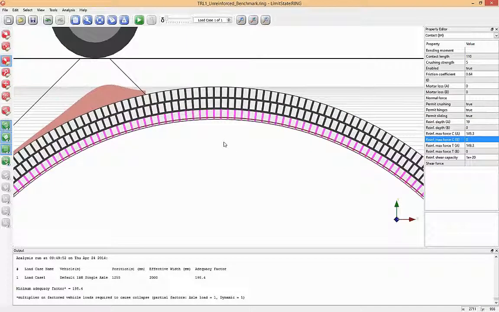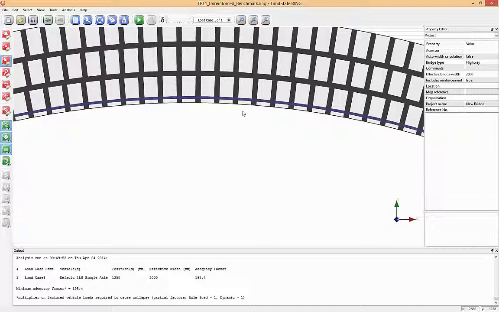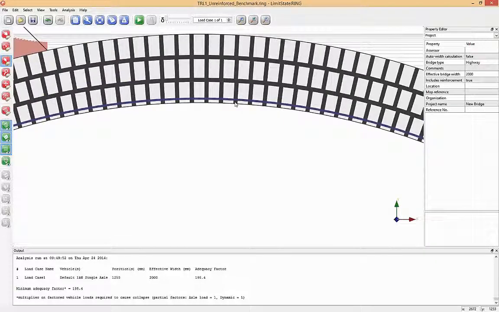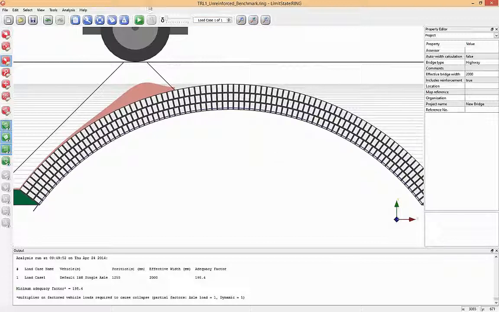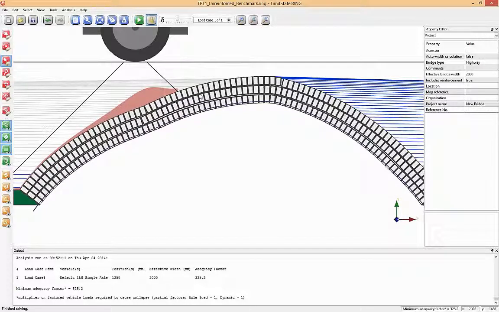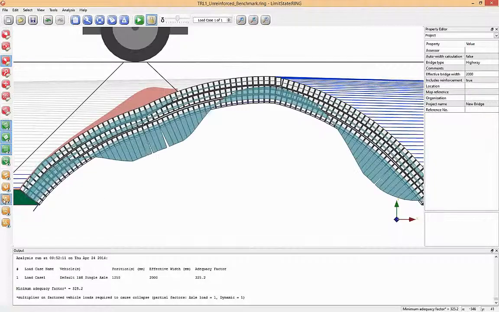So now, if I zoom in, I can see that I have reinforcement positioned. And if I click solve, I then get an increased adequacy factor, which actually in this case corresponds to the collapse load of the bridge, of 325. And that is extremely close to the experimental value of 320. And if I want to, I can look at bending moment diagrams or shear force diagrams.